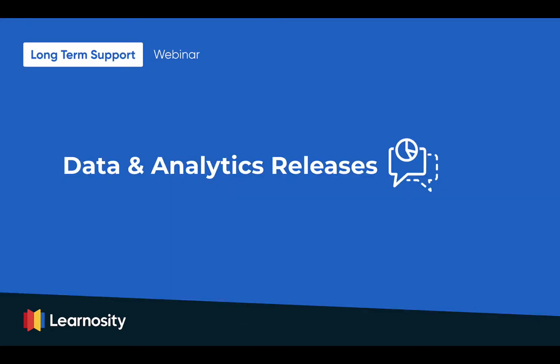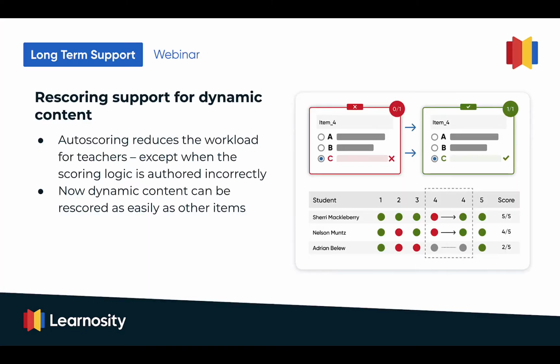And lastly, our data and analytics release will look at how we've extended support for one of our more popular releases recently, and that is the rescoring. So when scoring logic is set incorrectly on an exam or an assessment, the rescoring logic that we released a little while ago lets you easily adjust the validation rules, get the right results if they were mistakenly done, and then rescore. It used to be very, very complex for customers to do this themselves with their own rescoring logic.